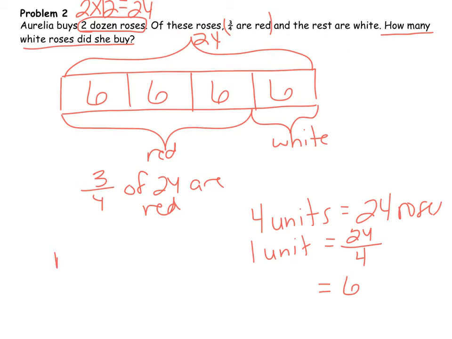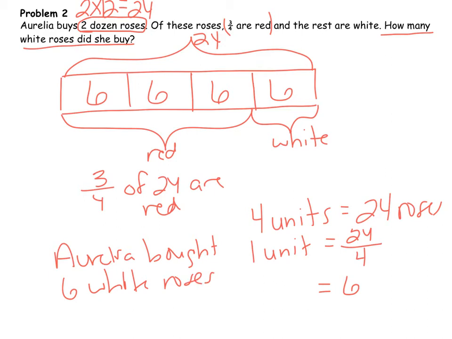Well, Aurelia bought 6 white roses. So 3/4 of 24 are red, which is equal to 6 plus 6 plus 6, or 6 times 3 is 18. And then 1/4 of 24 are white, which is equal to 6. Make sure everything I did, you did too.